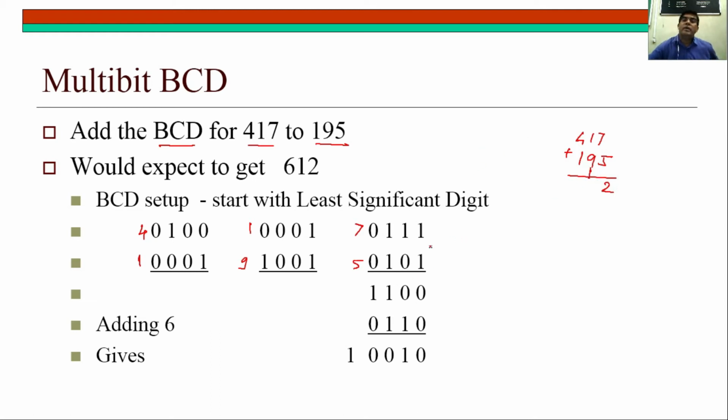The same weight here. So 7 plus 2 is, see, 1 plus 1 is 0, carry 1. 1 plus 1 plus 0, carry 1. 1 plus 1 plus 1 is 1 and carry 1. And here 0 plus 0 plus 1 is 1. So this is the answer. But this is more than 9. This is greater than 9. So it is not a valid BCD number. So to make it valid, what you do? You add 6. So add 6 here.